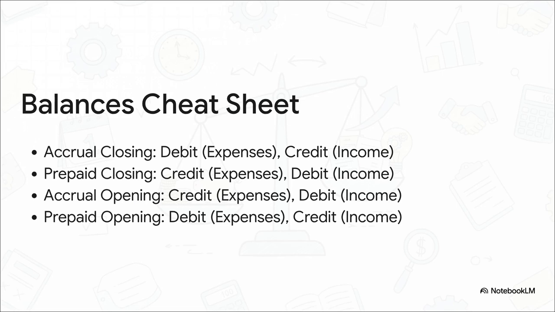If you are ever stuck trying to balance these accounts, this right here is your ultimate cheat sheet. It summarizes exactly where debits and credits live for both opening and closing balances across all 4 of our quadrants. The crucial takeaway is memorizing this matrix. Accrual closing balances for expenses live on the debit side, while prepaid closing balances for expenses live on the credit side. Lock in this mental map, guys. It is absolutely the key to unlocking the matching reality.